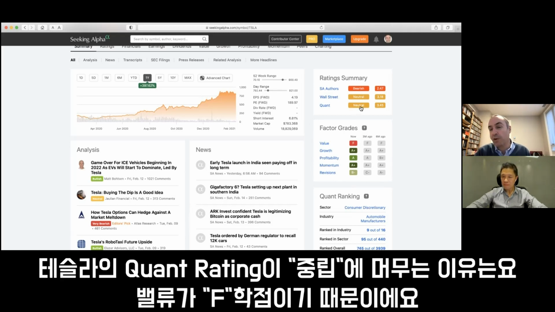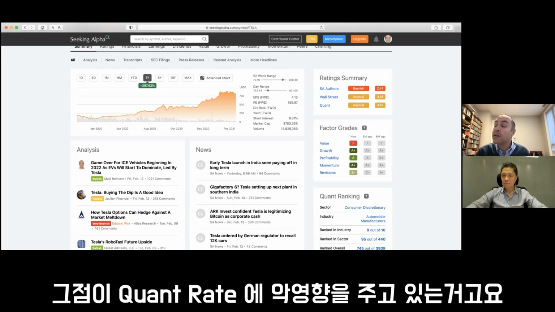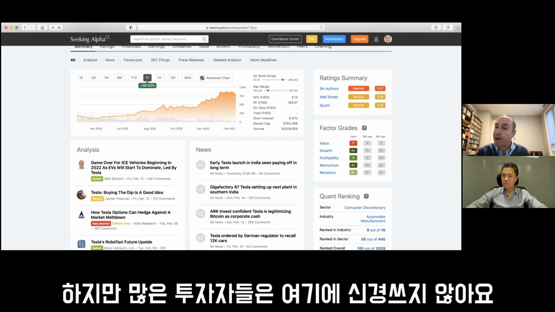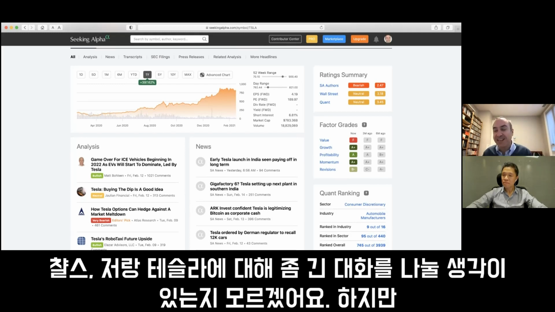The reason why the quant grade is neutral is because an F means it's very, very expensive. And so that factors into the quant grade. But for many investors, they won't care about that, and they'll say, the valuation doesn't matter.